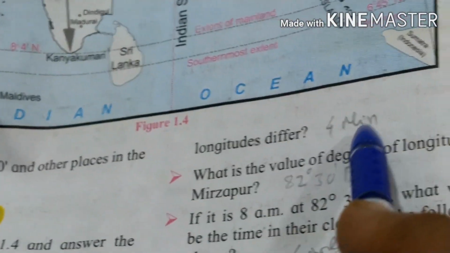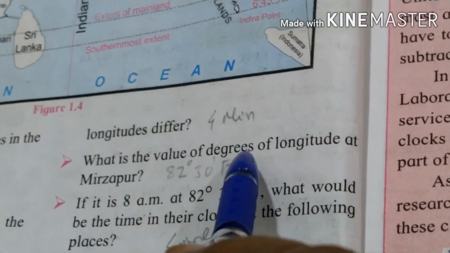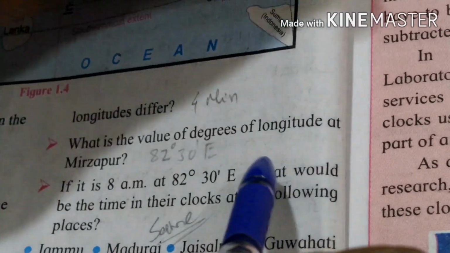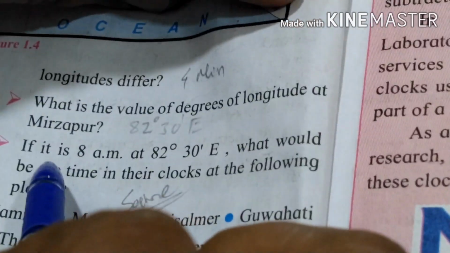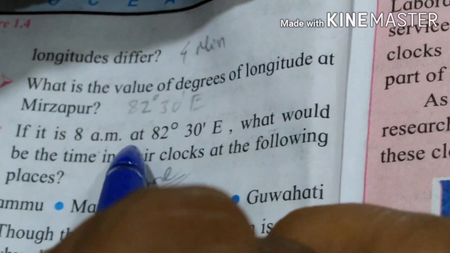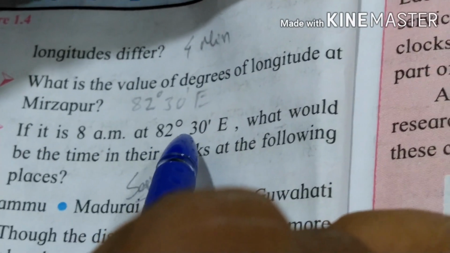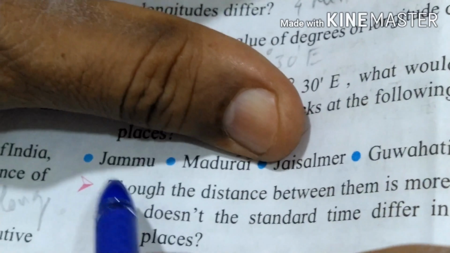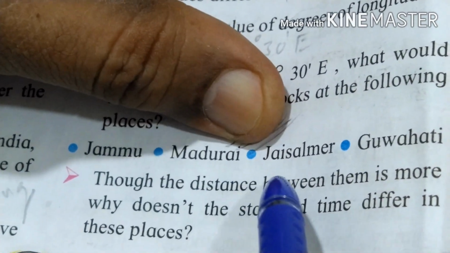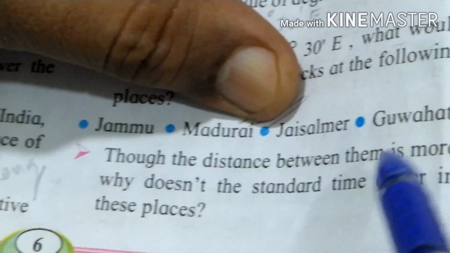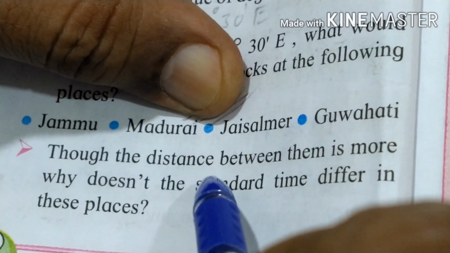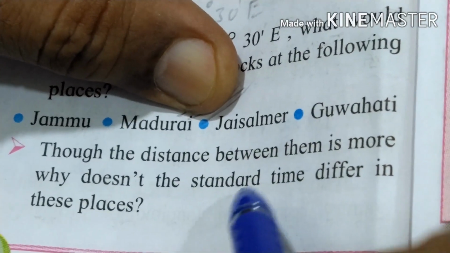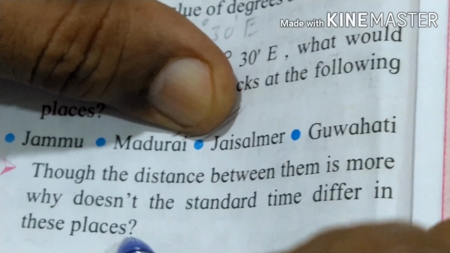By how many minutes do two consecutive longitudes differ? That is 4 minutes. What is the value of degrees of longitude at Mirzapur? We know that it is 82 degree 30 minutes east. If it is 8 a.m. at 82 degree 30 minutes east, what will be the time on the clocks at the following places? Now you tell me: Jammu, Madurai, Jaisalmer, and Guwahati. Though the distance between them is more, why doesn't the standard time differ in these places? So this is the question for you.